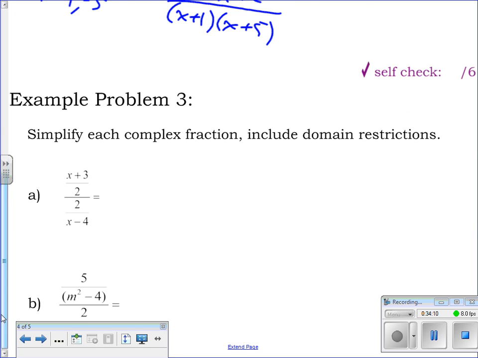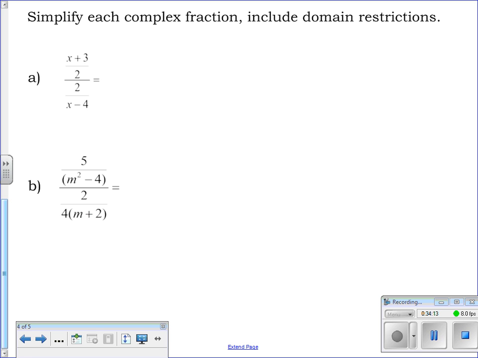Example number 3, complex fractions. Okay. X plus 3 over 2 minus x over x minus 4. Okay? They're actually very easy to take care of. First thing I want to do, though, is list my domain restrictions. I am not allowed to have 0 in any denominator. Not just here, but in this denominator as well.